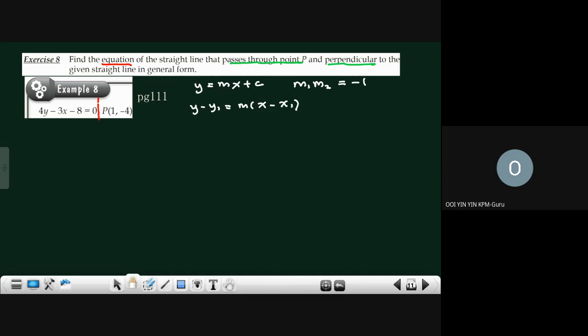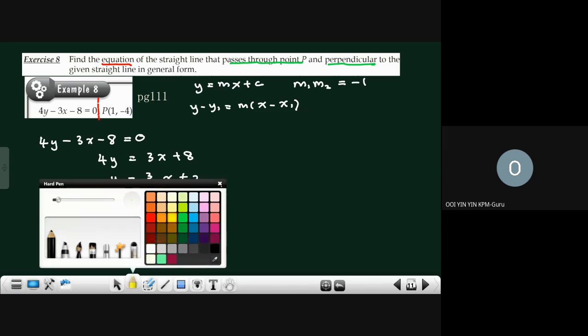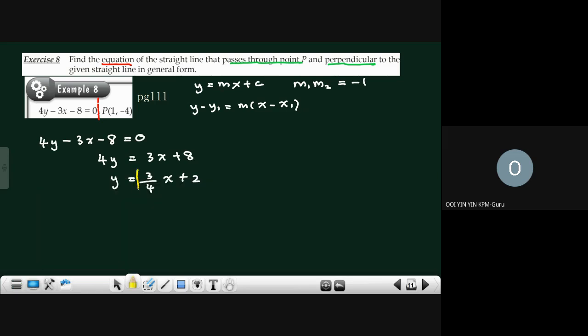Okay, so first is that your 4y, we want to find m first. 3x minus 8 equals to 0. Okay, your 4y equals to 3x plus 8. And then y equals to 3 over 4x, and then here, 8 divided by 4, you get 2. Okay, then from here, I told you, right, we want this m.